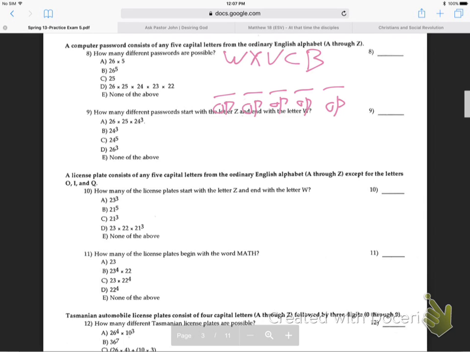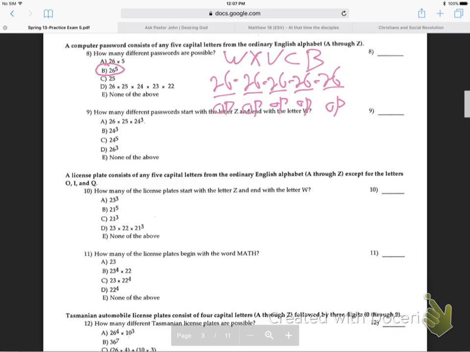How many options for the first decision? 26, because there are 26 letters in the alphabet. 26 for each of these. Why doesn't it go down by 1 every time? When do they go down by 1? Like 26, 25, 24? When it says you can't repeat. When you can't repeat, you have one fewer choice each time. So that's just 26 to the 5th. That's B. Everybody good with that one?